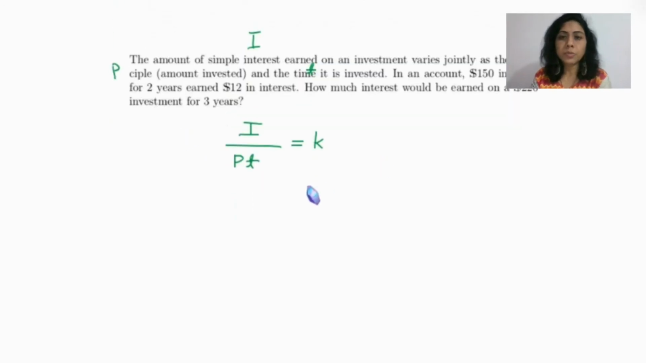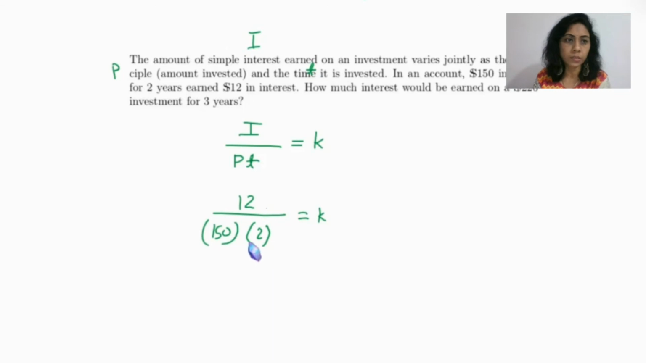Okay. Now we can substitute the values here. So here interest is $12, and principal amount is $150, and for time 2 years equals k. So 150 times 2 is 300, and 12 divided by 300, we get 0.04 equals k. So this is the k value.